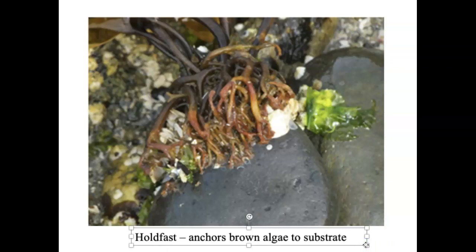So these are pictures I took when I was in Washington State years ago. We went out to the coast, and this is what the algae structure looks like. So not a true root, just an anchor. And then you have the blades. And then if I went further up, you'd see the floats. And that's going to be the general structure of the brown algae.